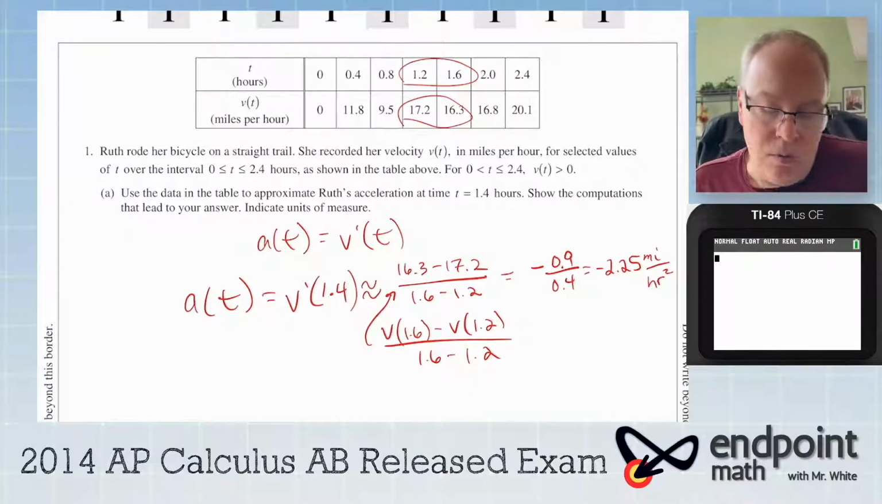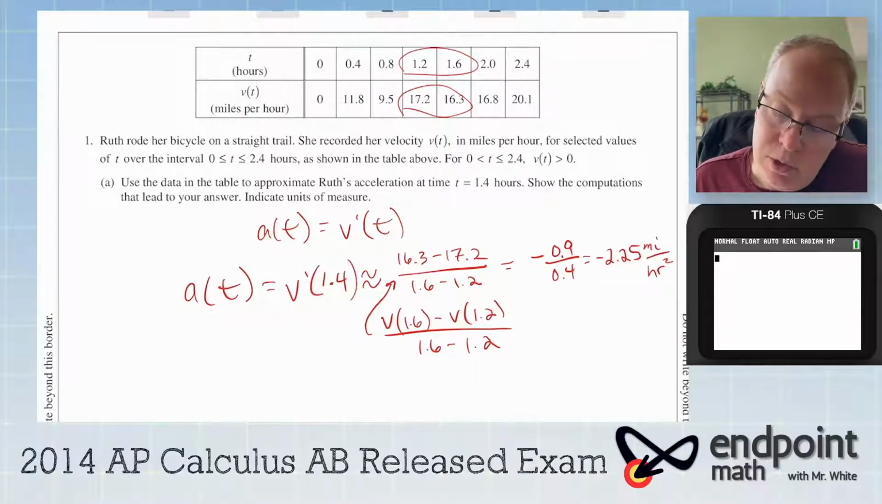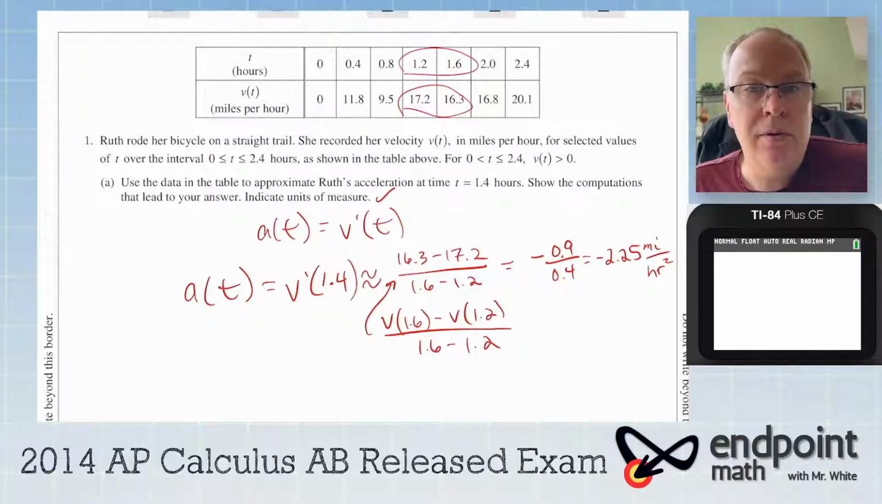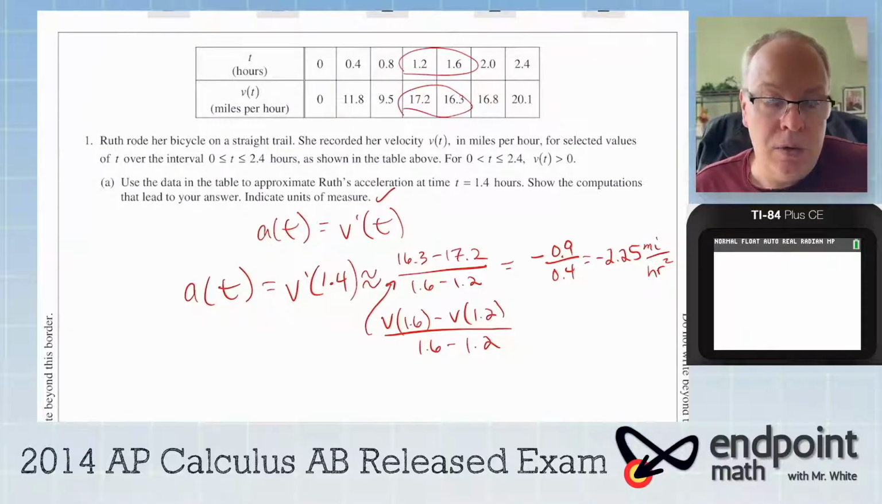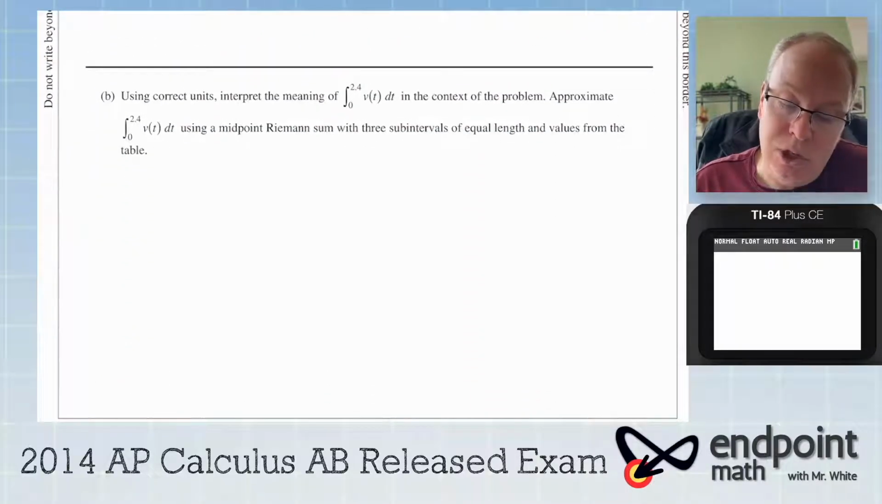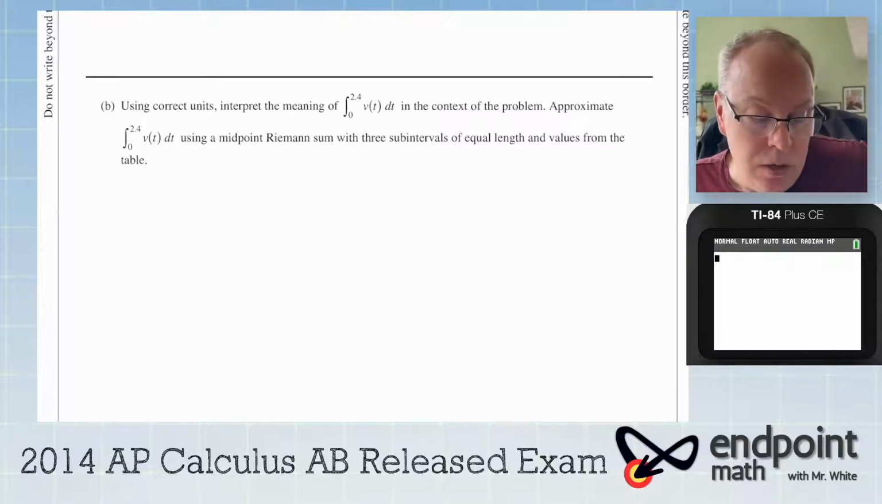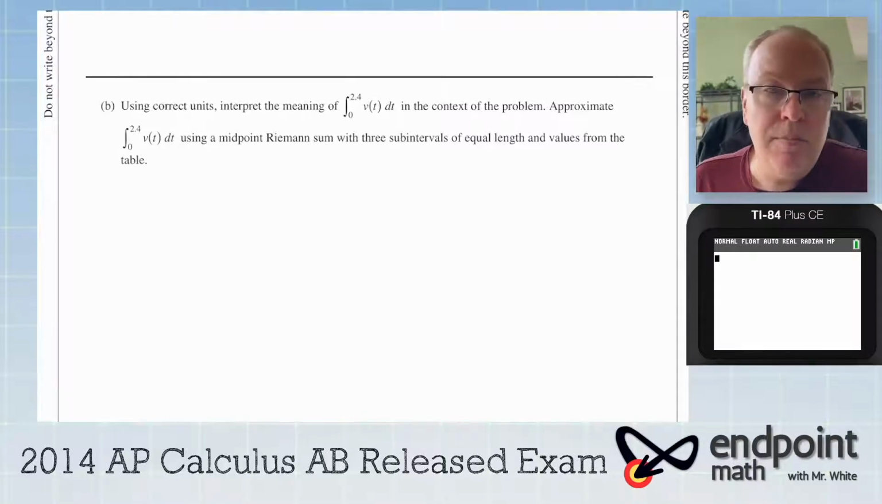All right, so let's continue on to number 2. I think we answered everything in there, right? We indicated our units of measure, and we showed our calculations. So I think we'd get full credit on that. We can certainly check it against the rubric. Using correct units, interpret the integral from 0 to 4 of that velocity function in the context of the problem.